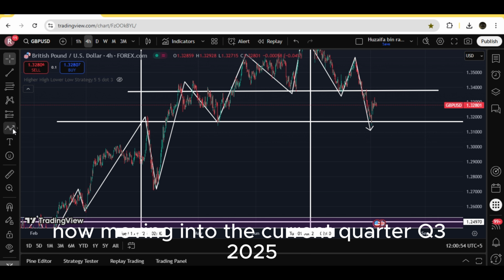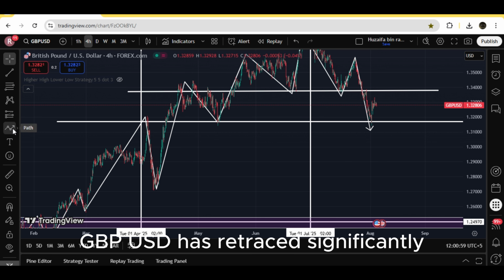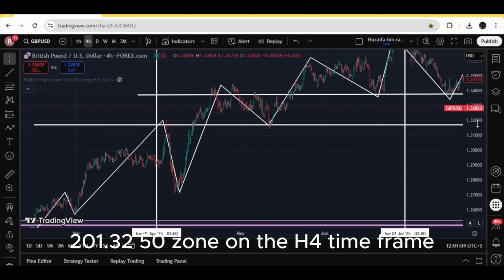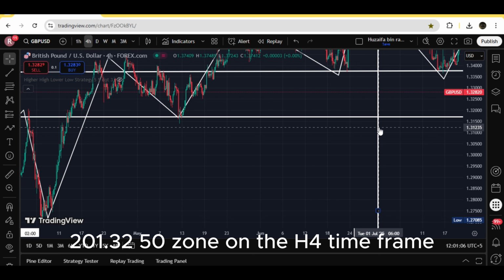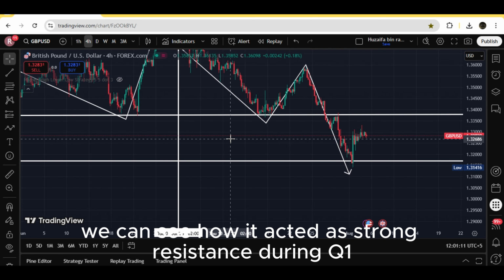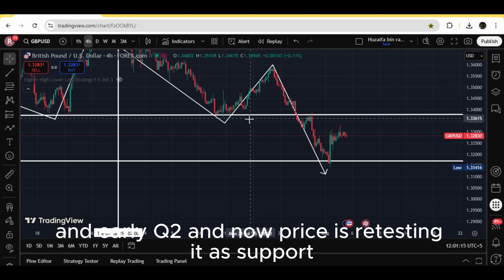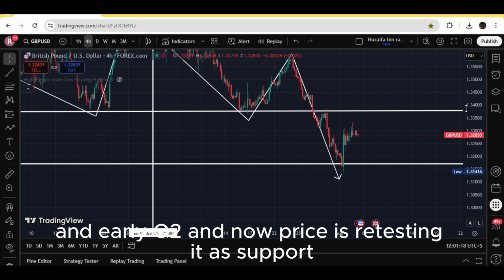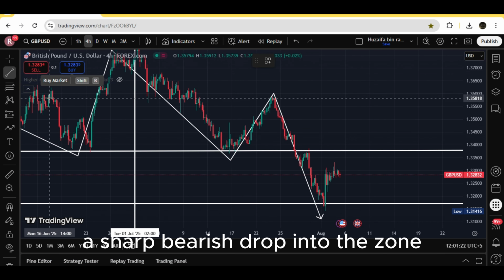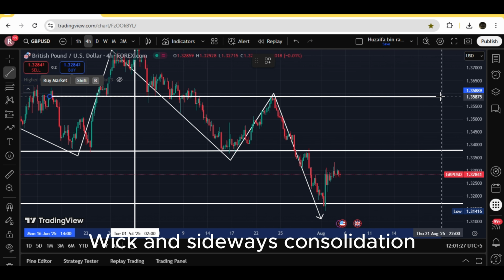Now moving into the current quarter, Q3 2025, GBP USD has retraced significantly and is now testing the 1.3200, 1.3250 zone. On the H4 time frame, this level is extremely critical. We can see how it acted as strong resistance during Q1 and early Q2, and now price is retesting it as support. The way price reacted here is telling: a sharp bearish drop into the zone, followed by a quick rejection wick and sideways consolidation.